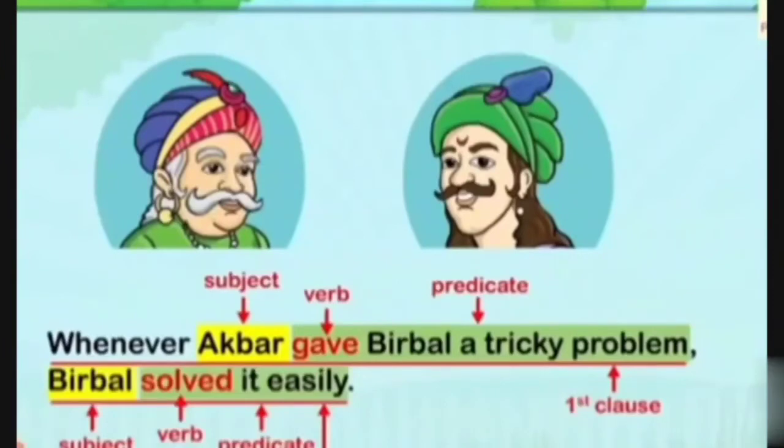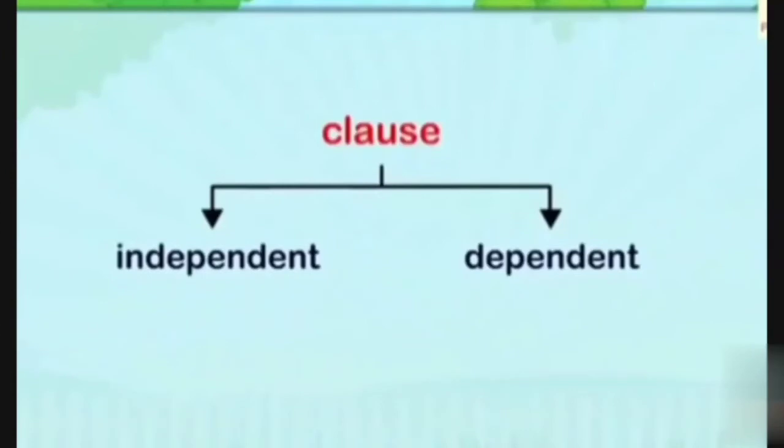In the same example, we will have another clause also. That is, Birbal solved it easily. So in a sentence, there are more than one clause. So first clause is whenever Akbar gave Birbal a tricky problem. Next clause is Birbal solved it easily. So children, as we learned earlier, a sentence may be having 2 clauses. So one clause we can say it is independent clause and another we can say dependent clause. And what are these independent dependent we will see now.